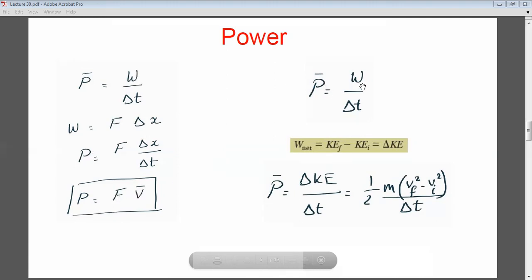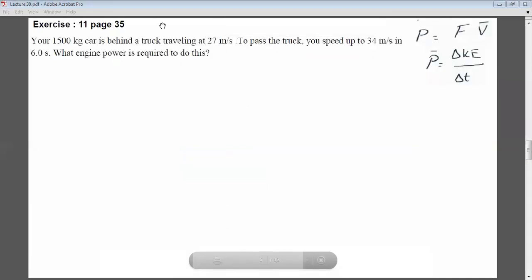Another way to do the calculation: W net is delta KE, I know it now. So instead of W, I will put delta KE. So power will be delta KE divided by delta T. But delta KE is half m v final square minus half m v initial square, or half m into v final square minus v initial square, divided by delta T. So depending on the problem, let's see this exercise.